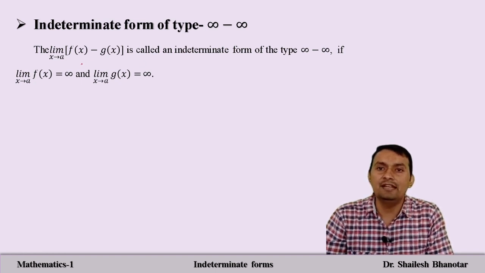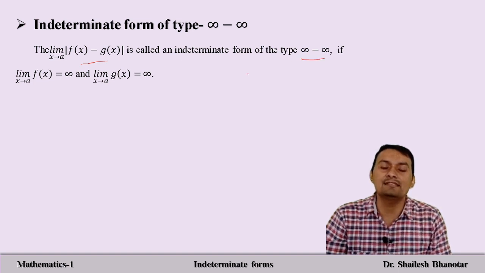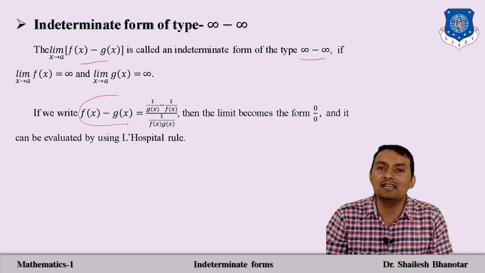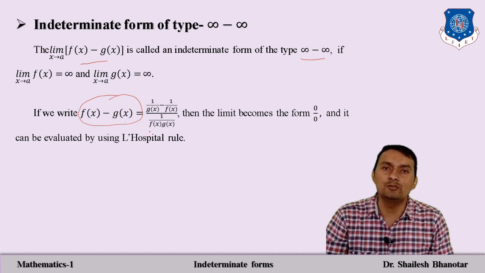Suppose you are given the function f of x minus g of x, and the limit gives infinite minus infinite. In that case we have to convert to 0 by 0, otherwise infinite by infinite. This function can be represented as 1 divided by g of x minus 1 divided by f of x, all divided by 1 divided by f of x into g of x. When we simplify, we get this form, that means we convert to 0 by 0, otherwise infinite by infinite forms, and after that we can apply the L'Hopital rule.